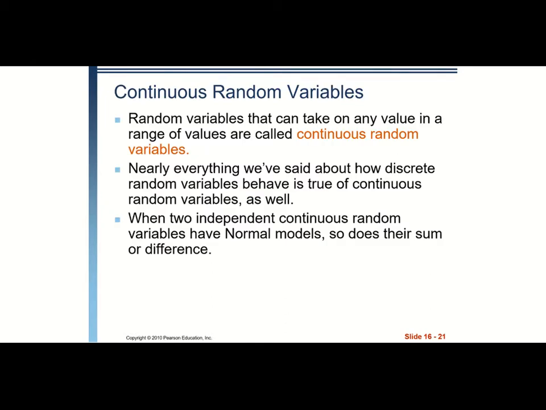Everything we've been dealing with so far has been with discrete random variables, where they have set values that the variable can take on. When we have a continuous random variable that can take on any value within a specific range, we can deal with them for the most part the same. We're just going to apply a normal model.